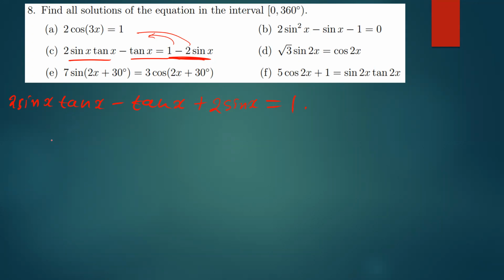There are many ways in which we can solve this equation. So we can simply just factorize here. When you factorize tan x here, we'll have tan x outside. Then in the brackets there, you simply have 2 sine x minus 1.